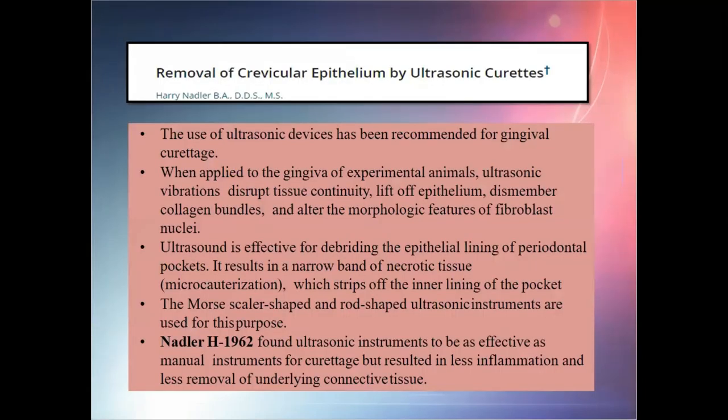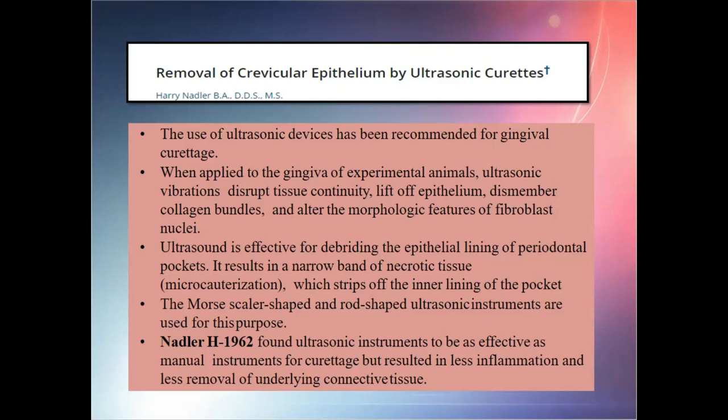Another way of performing curettage procedure is by means of ultrasonic curettes. The use of ultrasonic devices has been recommended for gingival curettage. When applied to the gingiva of experimental animals, ultrasonic vibration disrupts the tissue continuity. It lifts off the epithelium, dismembers the collagen bundle, and alters the morphological features of the fibroblast nuclei. It is quite an effective way of debriding the epithelial lining of the periodontal pocket, and it results in a narrow band of necrotic tissue. This phenomenon is known as microcauterization.